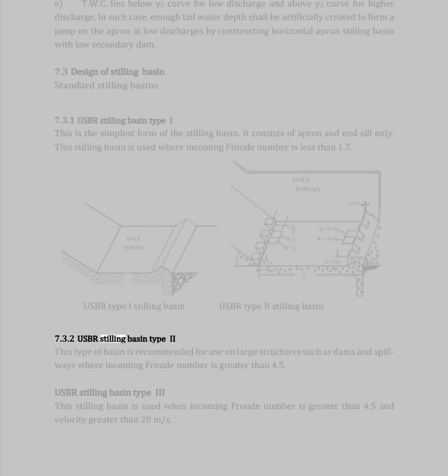7.3.2 USBR stilling basin type 2. This type of basin is recommended for use on large structures such as dams and spillways where incoming Froude number is greater than 4.5. USBR stilling basin type 3. This stilling basin is used when incoming Froude number is greater than 4.5 and velocity greater than 20 meters per second.